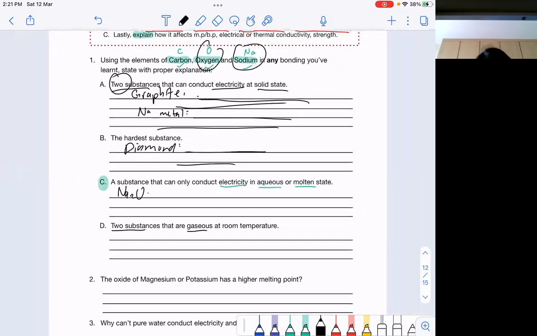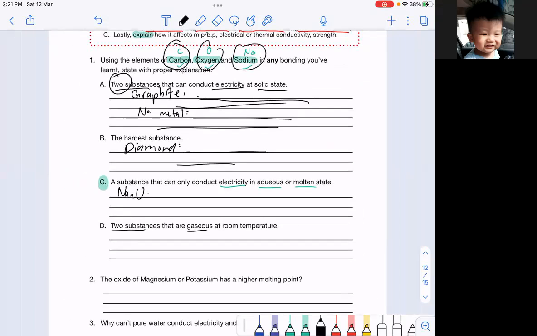Water and H2O. Wait, no, water. No water. No, hydrogen. I'm only letting you use C, O and Na, so you cannot use water. No water, no H. Oh, then oxygen, and O2. One more. You're doing well. You got it already. You got the idea already.